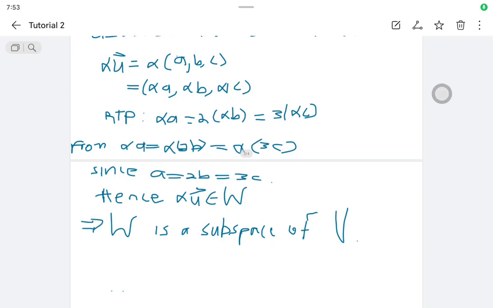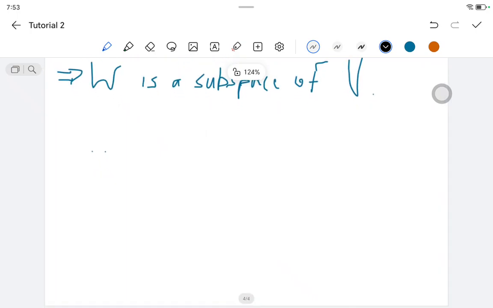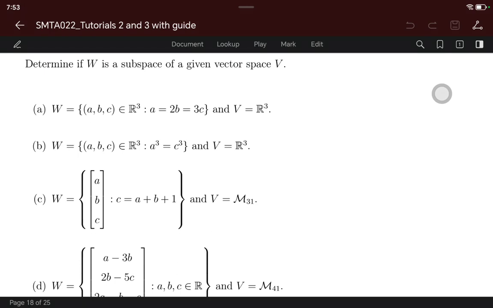Now we can go and do number 2. Since we're done with number 1, now we can do number 2. On number 2, we see they say that W is equal to {(a, b, c) element of R cubed such that a cubed is equal to c cubed} and V is equal to R cubed.